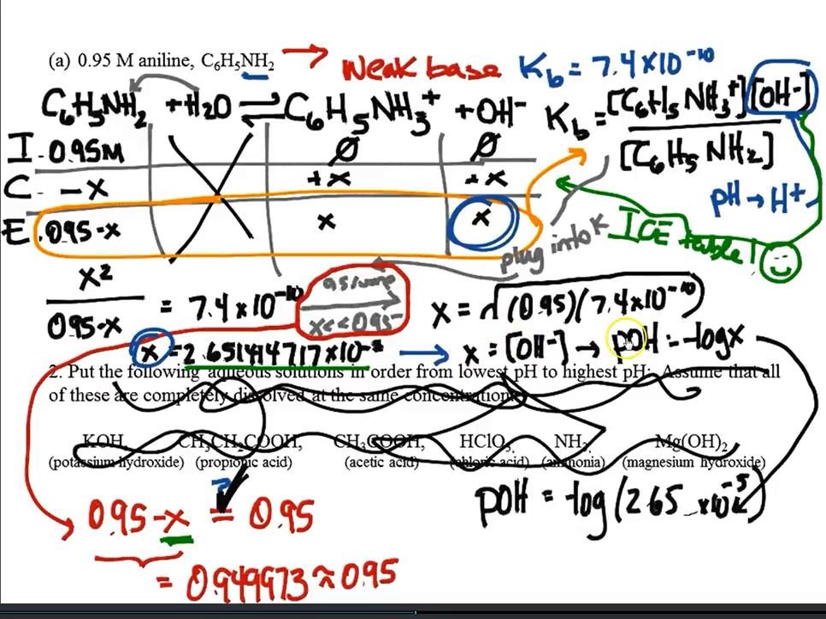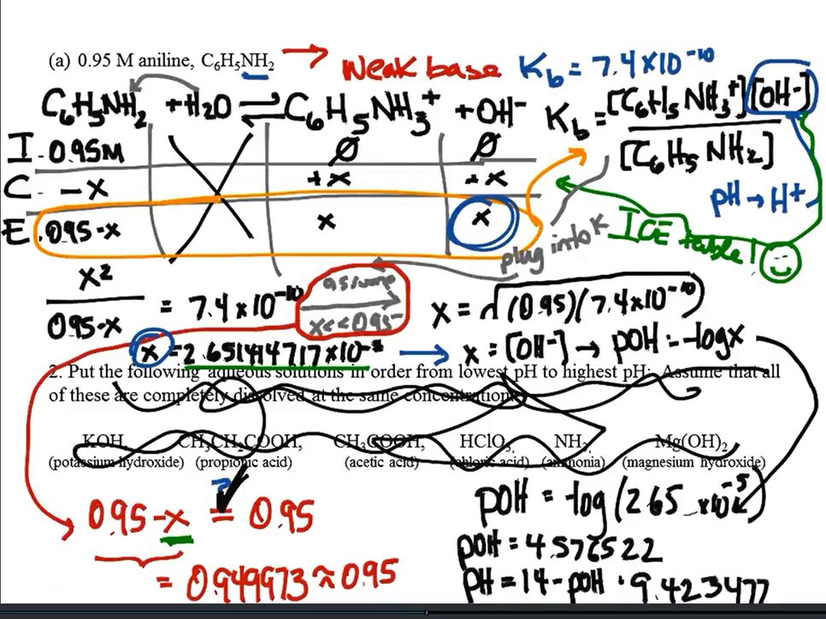So x is hydroxide, that means the pOH is the negative log of x, negative log of 2.65 times 10 to the minus 5, and that gives me a pOH of 4.576, and then the pH is 14 minus that number, which is 9.423477. We have 2 digits after the decimal.